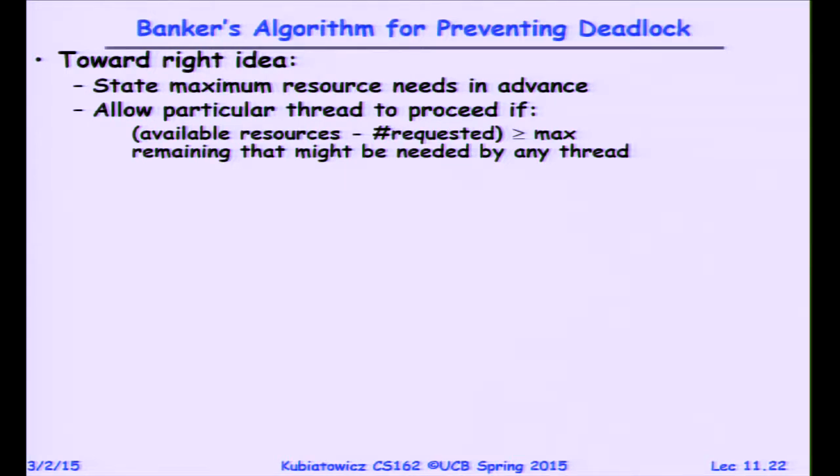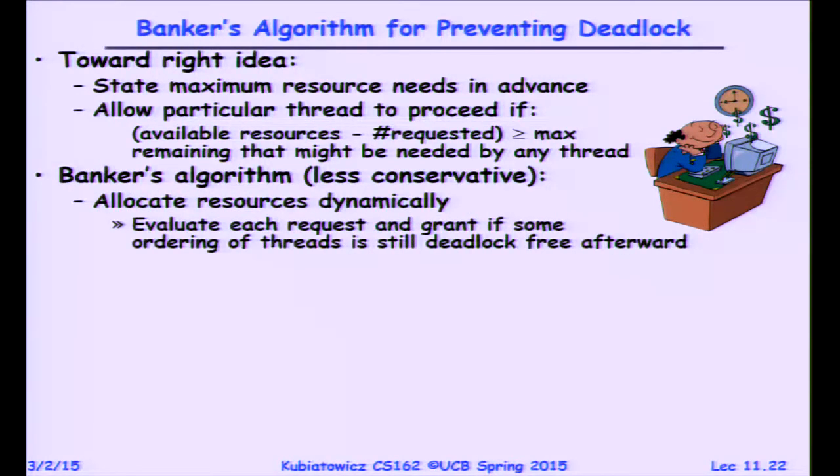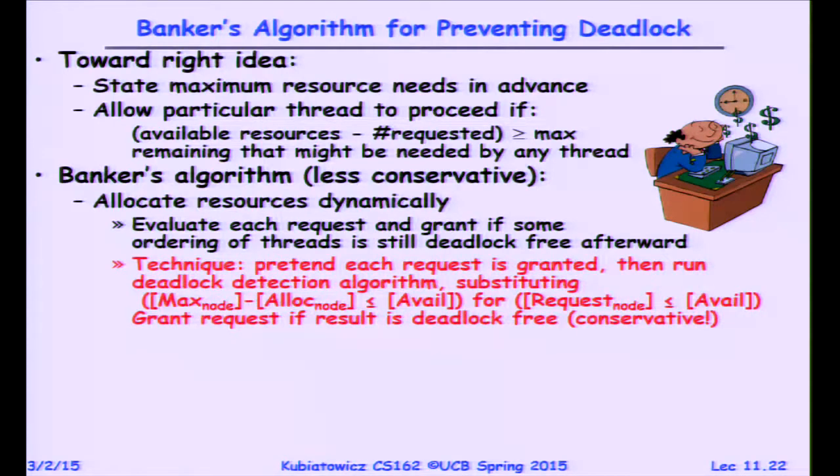Now, what we really want to say for the banker's algorithm, it's a little less conservative, and it says basically allocate resources dynamically and evaluate each request for resources and grant it as long as some ordering of threads is still deadlock-free afterwards. So what I'm going to do is very simple. I'm basically going to pretend, this is a thought experiment, that I grant those resources, and then I run my deadlock detection algorithm, and as long as the graph is not deadlocked, then it's okay to give those resources. By the way, you're basically substituting this into the deadlock detection algorithm, but no worries.